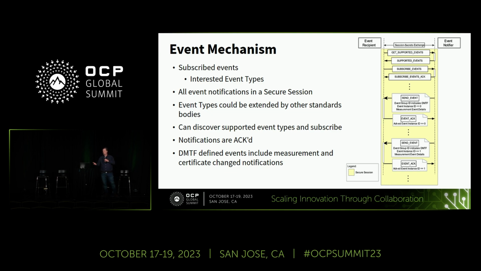But why did we do this? Well, we put in a handful of events that were DMTF defined. Those are firmware change notifications, certificate change notifications, things like that. This mechanism can also be extended. So vendors can define new events. Organizations like OCP can define new events. Right? It's really an extensible mechanism.